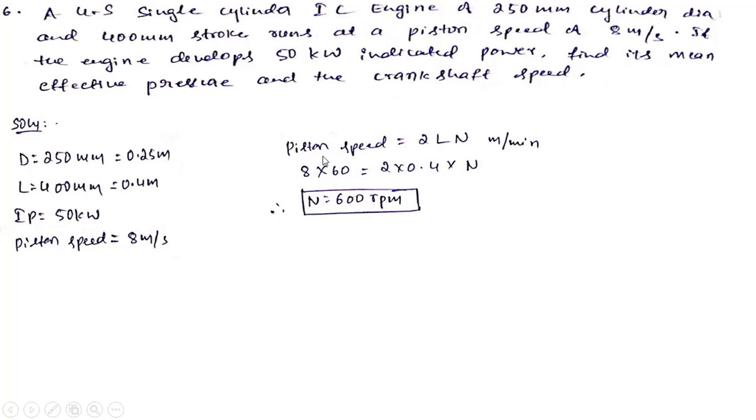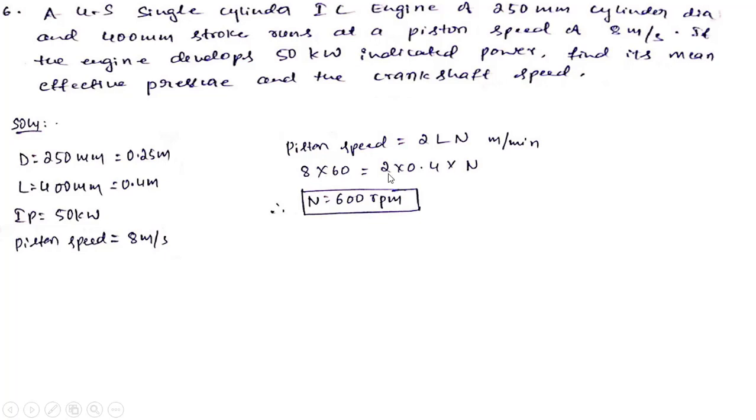So they have given piston speed, which is 2LN. I told you that this will be in terms of meter per minute, but here it is given as 8 meter per second. To convert this into meter per minute, you know that it has to be 8 divided by 1 by 60. That means 60 will go to the numerator, that is 8 into 60. Simply, meter per second has to be converted into meter per minute. So for 1 second it is 8 meter, and to convert it into minute, it has to be multiplied by 60.